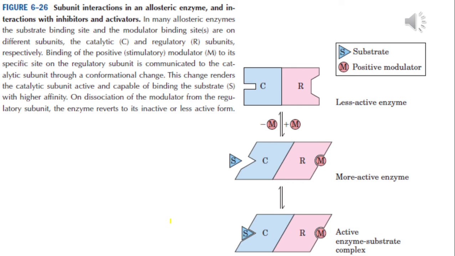Diagrammatic representation of an allosteric enzyme. An allosteric enzyme consists of two types of subunit. One is the C subunit, which means catalytic subunit. There is the binding site for the substrate. And the other is the R subunit, regulatory subunit, where there is the binding site for the allosteric modulator. This is a picture taken from Lehninger's Principles of Biochemistry. Can you tell me which is the chapter number and which is the figure number?